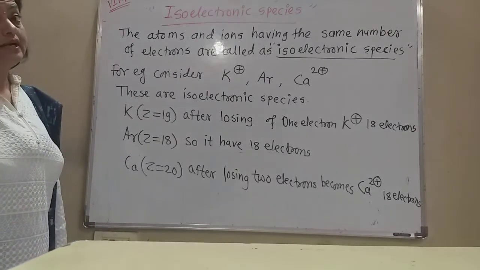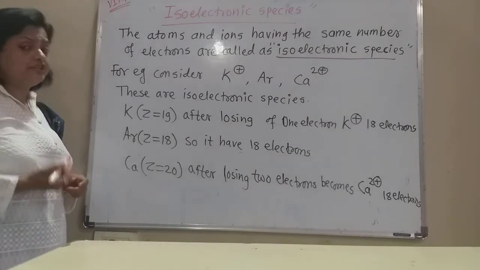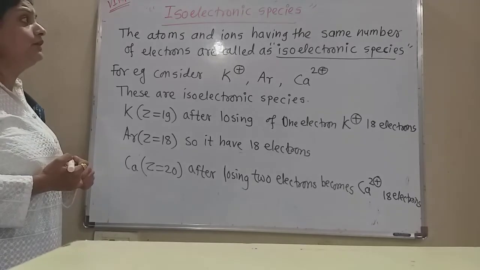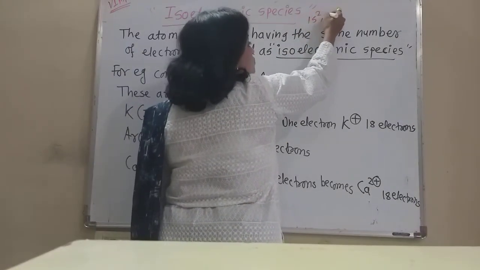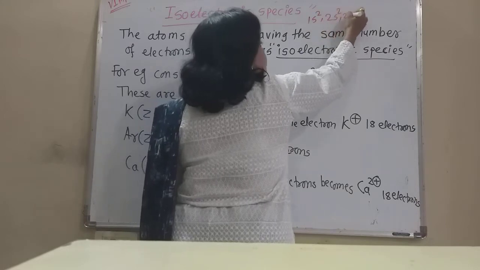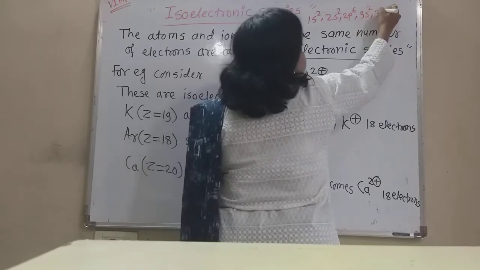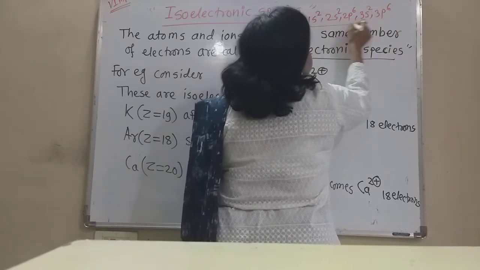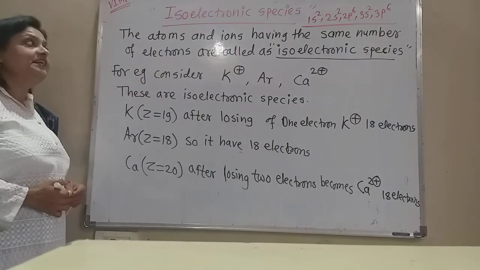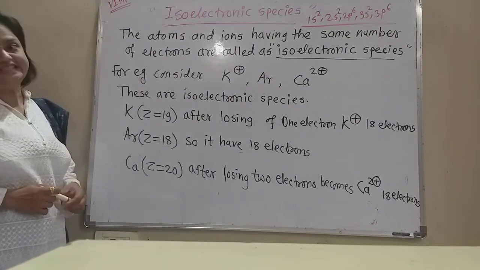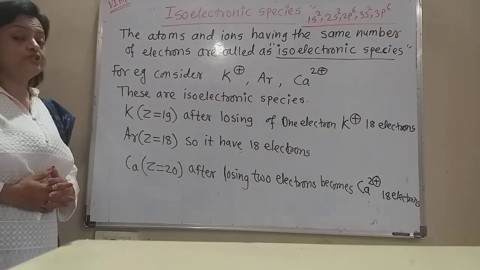So they are called isoelectronic species, and their electronic configuration is also the same, of 18 electrons. What is that electronic configuration? 1s2, 2s2, 2p6 up to this 10, 3s2, 12, 3p6, 18. Now this is the electronic configuration of these three isoelectronic species. Now see, there are short notes on that.